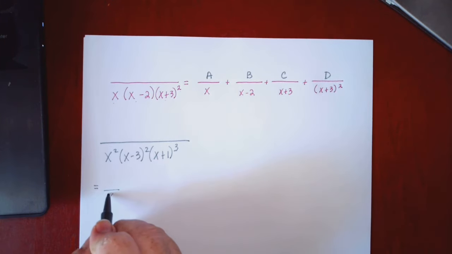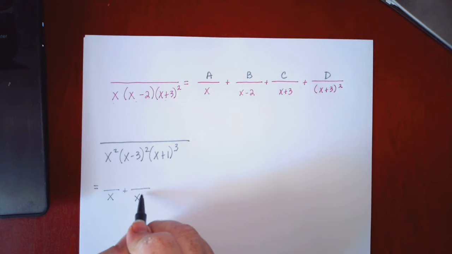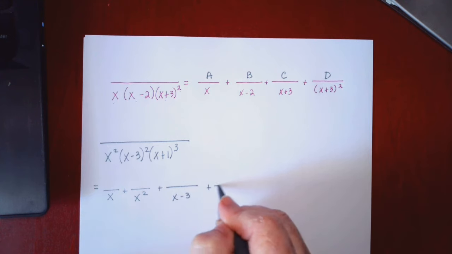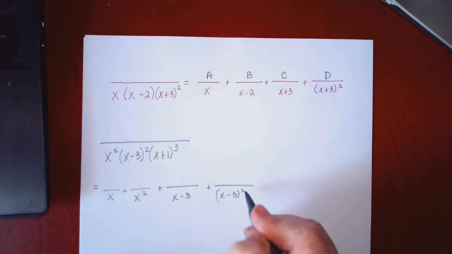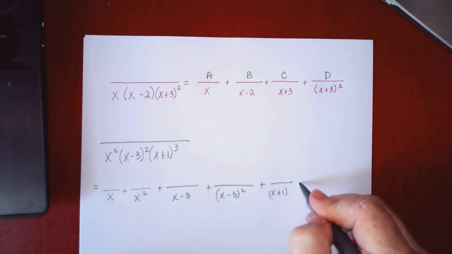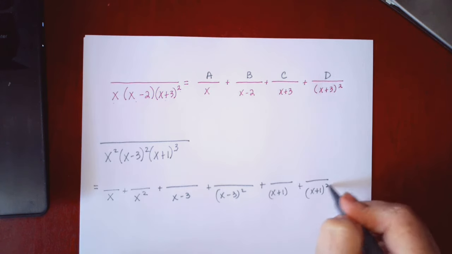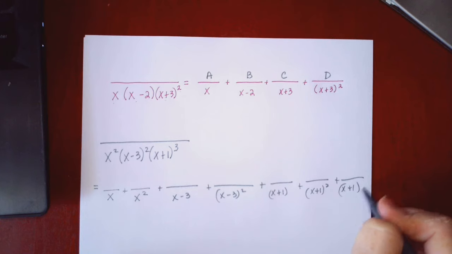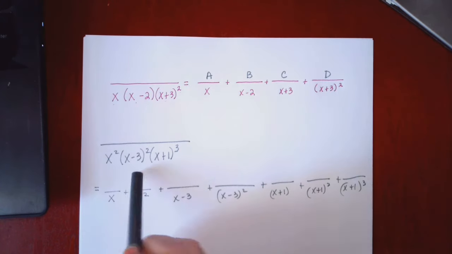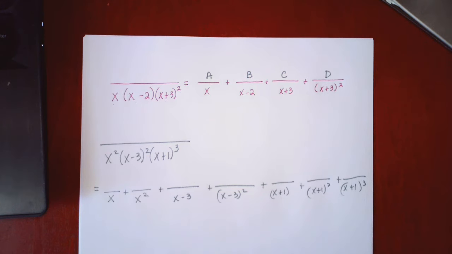So we would have one fraction for an x, one with possibly an x squared, another one with an x minus 3, another one with an x minus 3 squared, and then for x plus 1, we're going to have an x plus 1 to the first, x plus 1 to the second, x plus 1 to the third. All of those could have been factors in the denominator to get a combination like that. Now, I'm not saying that this is the only possible combination of denominators. We're just trying to find that one that works.